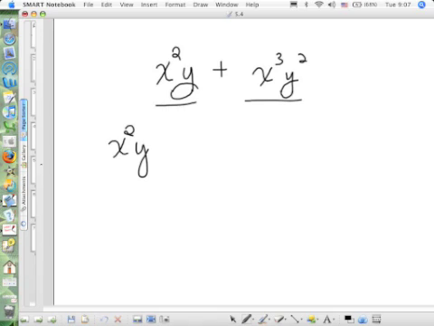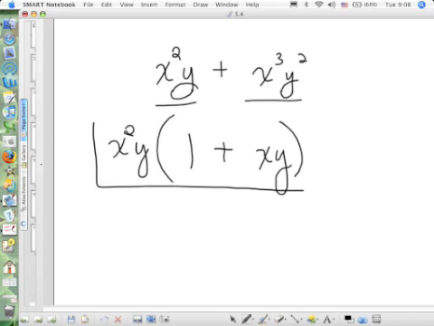All right, well, if I were to factor this out of the expression, it means I'm dividing each term by x squared y. Well, what's x squared y divided by x squared y? 1. And you have to put the 1, because 1 does exist. There's just no letters left. Bring down your plus sign. X cubed divided by x squared is what? And y squared divided by y is y. This is a product of its prime factors.